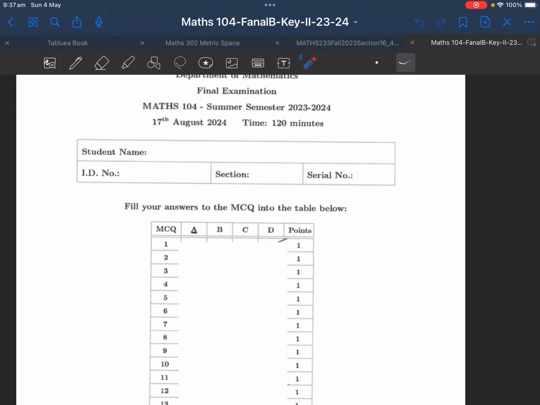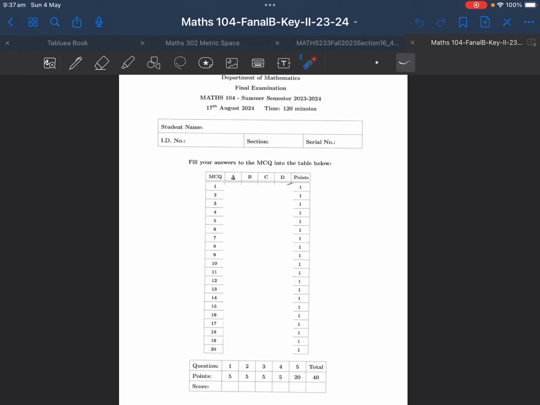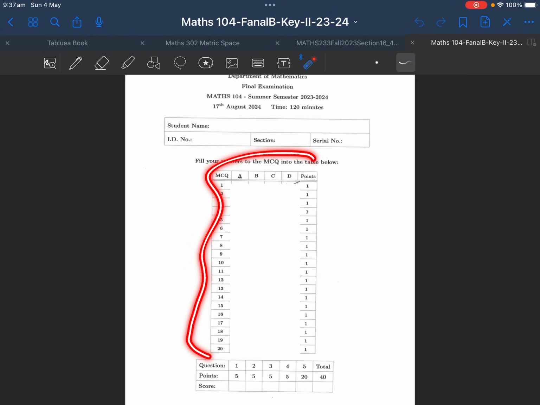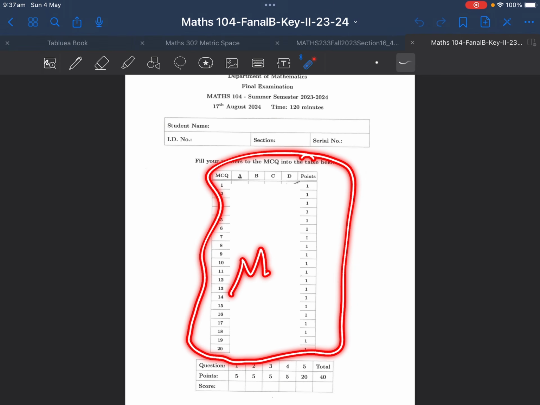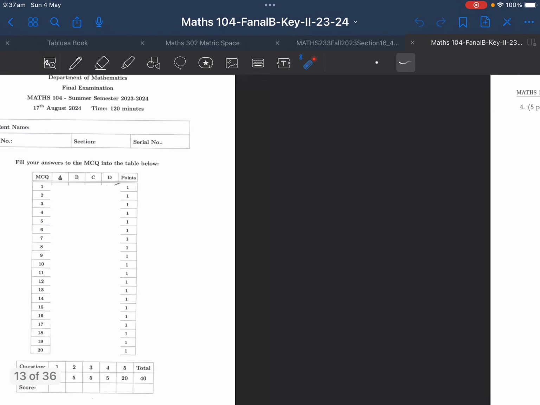Hello and welcome to this previous exam, which was from the summer semester of 2023-2024. As you can see, the summer exam consisted of many multiple choice questions. We have 20 MCQ, as well as 4 written questions. So let's start with the written questions and then I will go to the multiple choice questions.